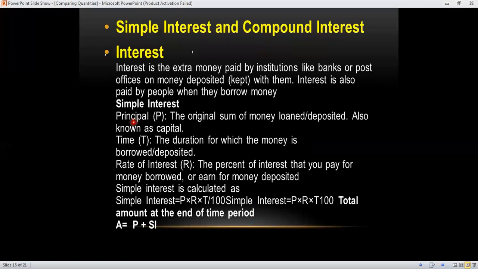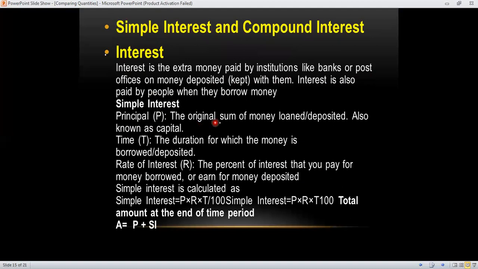So the last topic is simple interest and compound interest. Interest is the extra money paid by institutions like banks or post office on money deposited, kept with them. Interest is also paid by people when they borrow money.